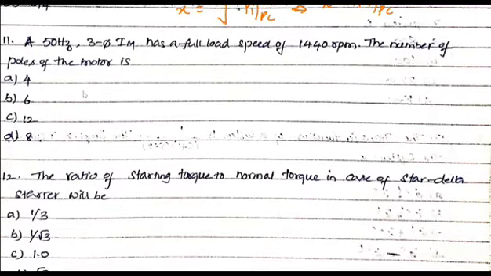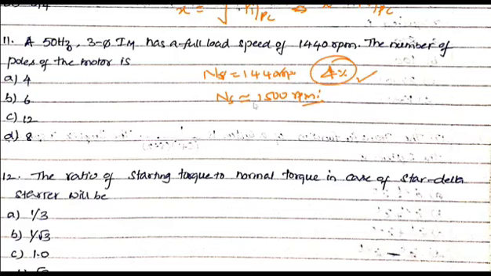Next one, a 50 Hz 3-phase induction motor has a full load speed of 1440 rpm. The number of poles of the motor is. Assuming the full load speed is Nr equal to 1440 rpm, the slip will be around 4%. Ns will be more than that, so let's take 1500 rpm. Otherwise, you can do the calculation by assuming the slip is 4% and get the Ns value.